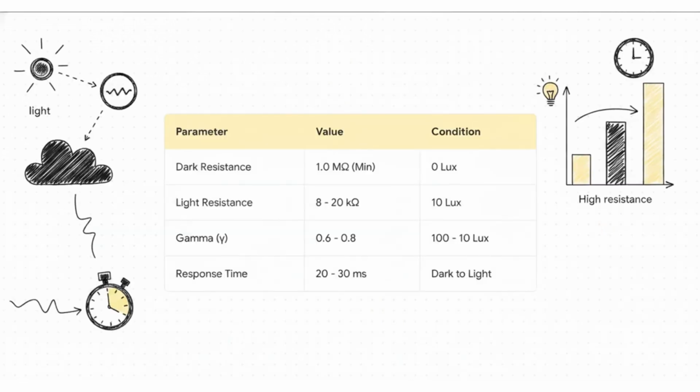If we pull up a standard, highly popular GL5528 series datasheet, the specs are pretty wild. Just look at the massive swing in resistance. At just 10 lux, which is fairly dim room lighting, the resistance is already down to between 8 and 20 kiloohms. But check out that response time, 20 to 30 milliseconds. In the modern digital electronics world, that is glacially slow. You really got to keep that latency in mind.